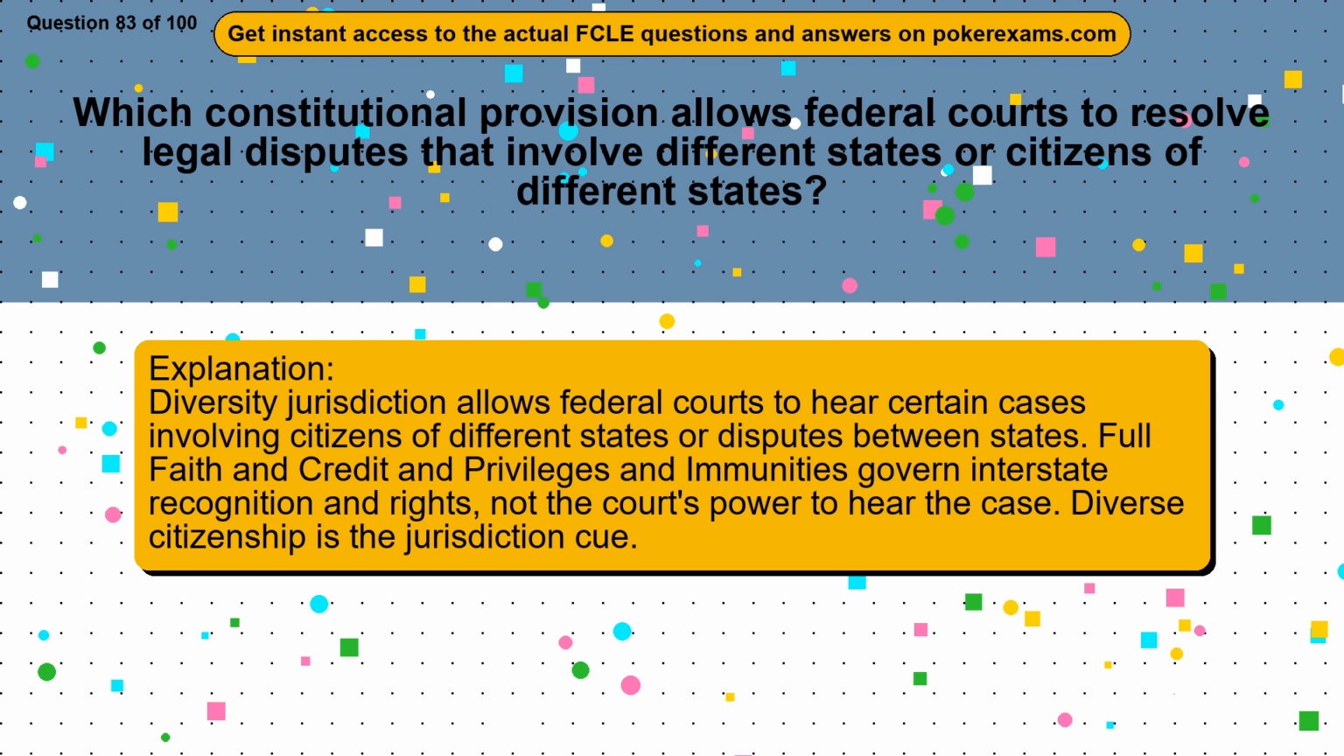Full faith and credit and privileges and immunities govern interstate recognition and rights, not the court's power to hear the case. Diverse citizenship is the jurisdiction cue.